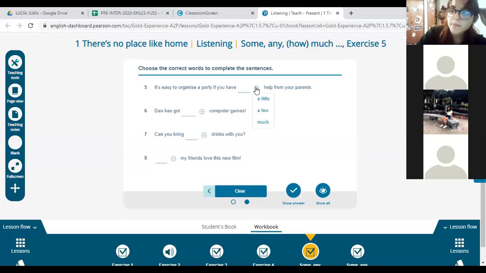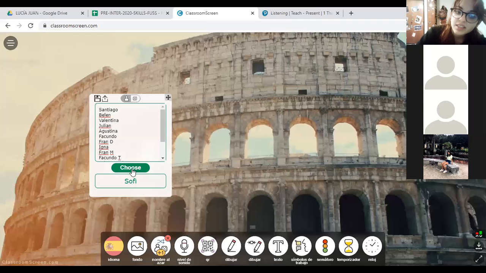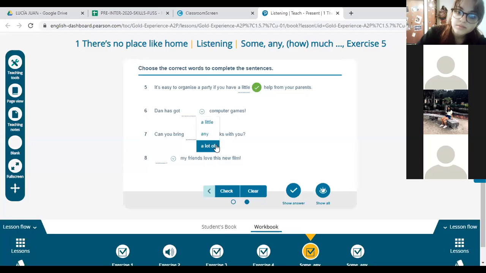It's easy to organize a party if you have a little help from your parents. Let's see. Good. Very good. Next one is Pedro. Number 6. Dan has got a lot of computer games. Good. Very good.